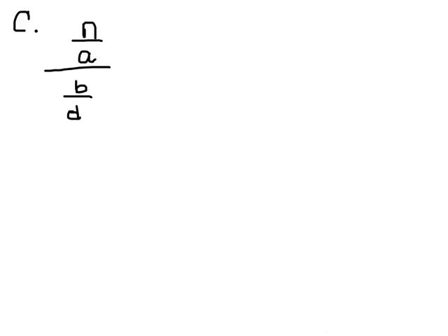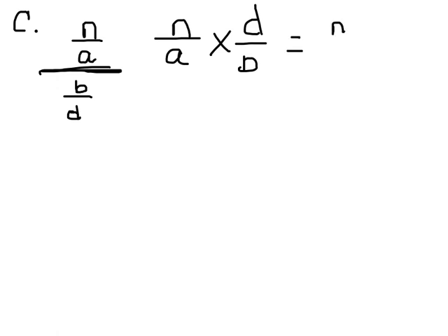All right, let's do another one. N over a divided by b over d. Change the sign, flip the second fraction, and multiply across: nd over ab.